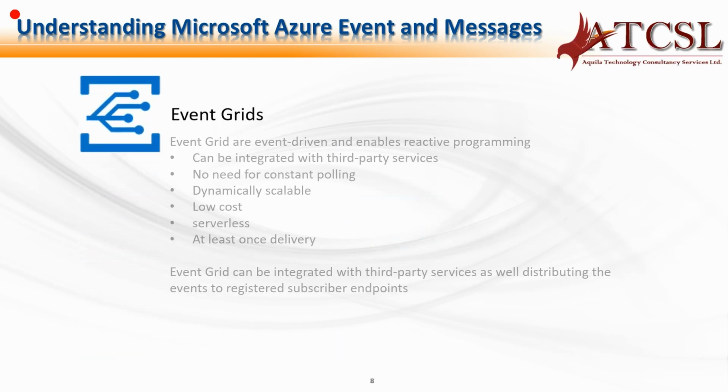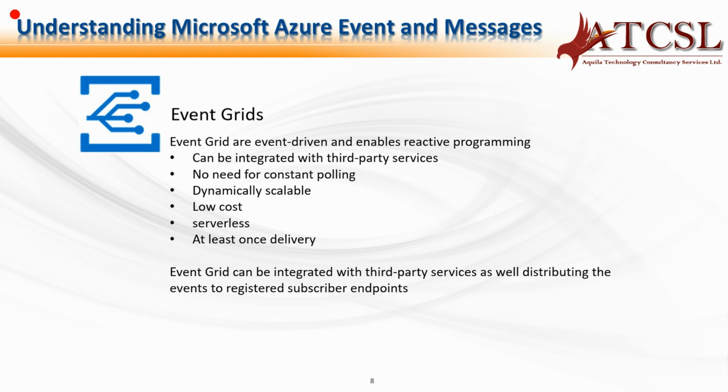Going next, let us understand what Event Grid is. Event Grid is event driven and enables reactive programming. It is an intelligent event routing service that enables you to react to the notifications from the apps and services. It internally uses a publish-subscribe model where the publishers emit the events. But these publishers, mind you, have no expectations about which events are handled. Subscribers are the ones to decide which events they want to handle.